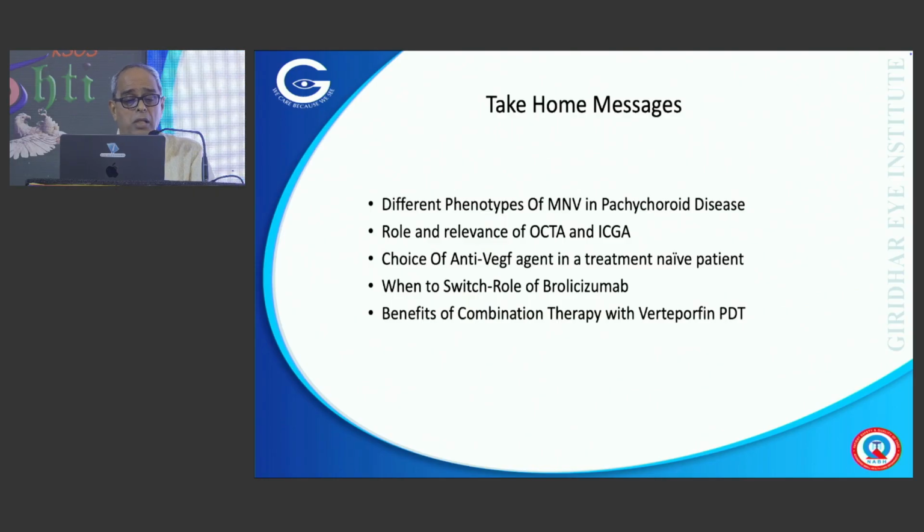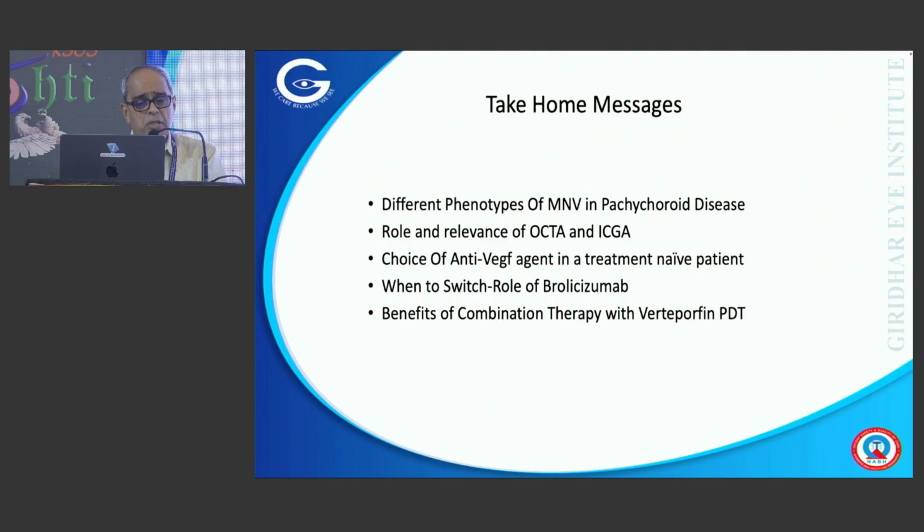So having said all this, what are the take-home messages? There are different phenotypes of MNV in pachychoroid disease. We need to understand that. I have also explained the role of OCTA and ICGA, both in diagnosis and follow-up. As far as the choice of anti-VEGF agent is concerned, based on safety and efficacy, aflibercept still continues to be the drug of choice. I have no financial interest.